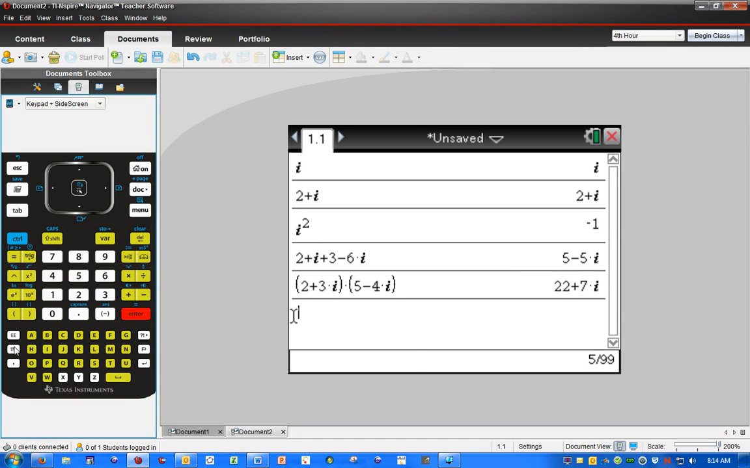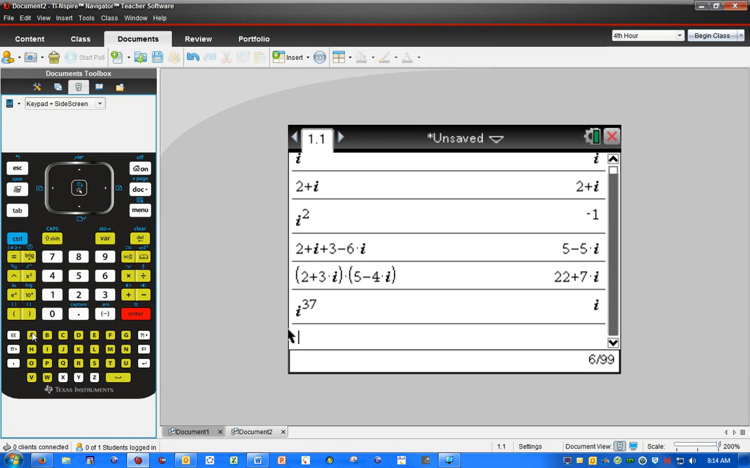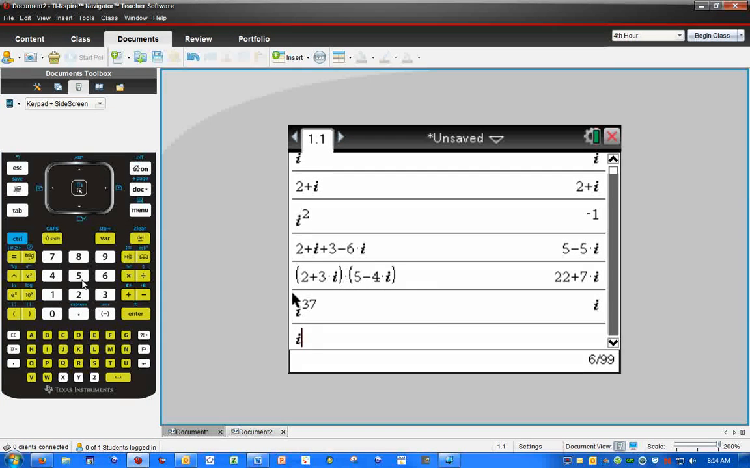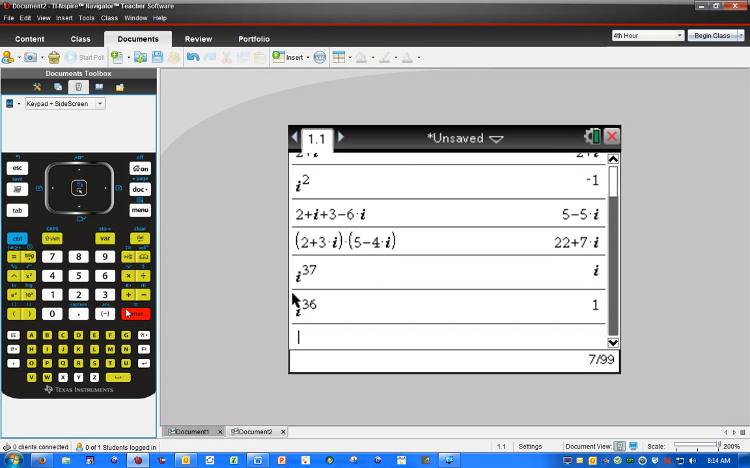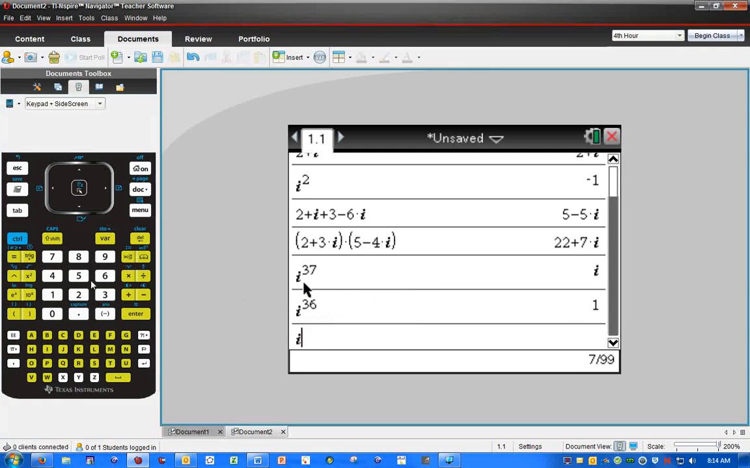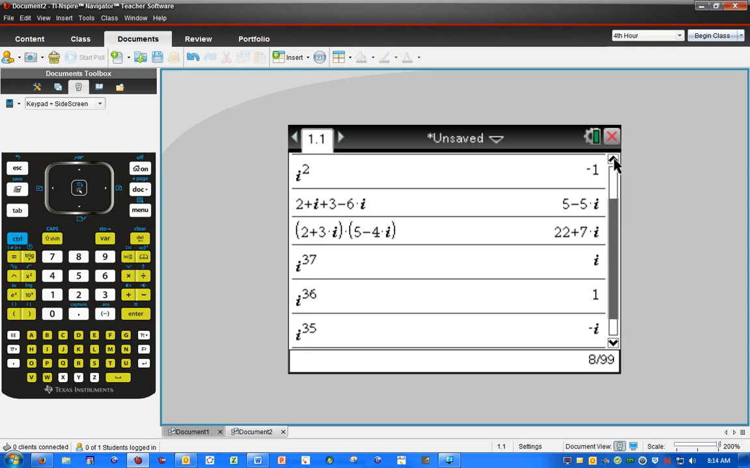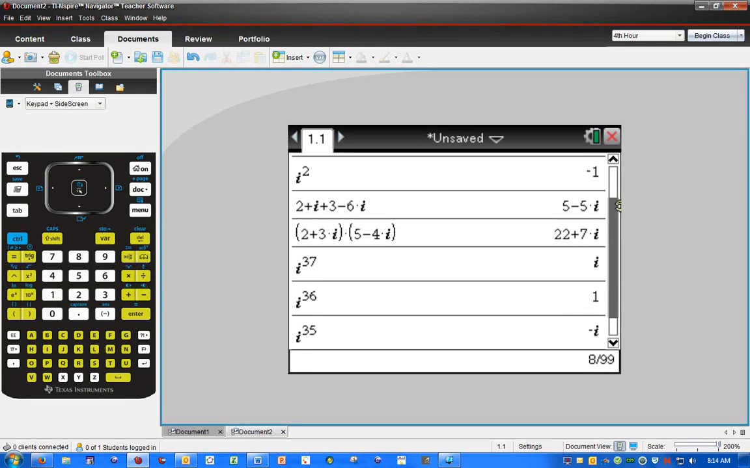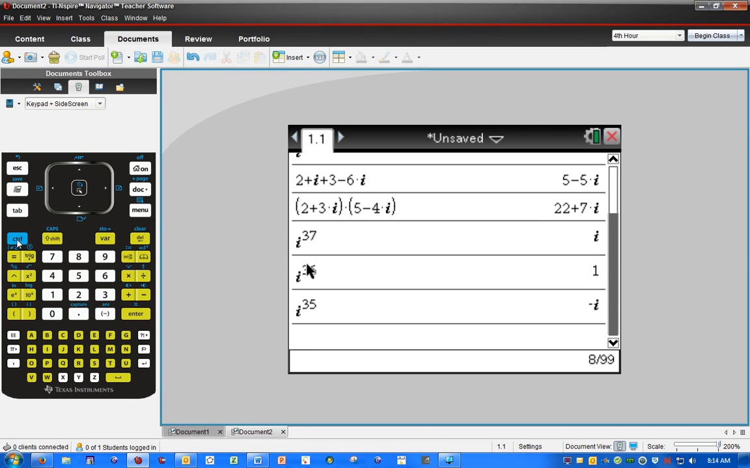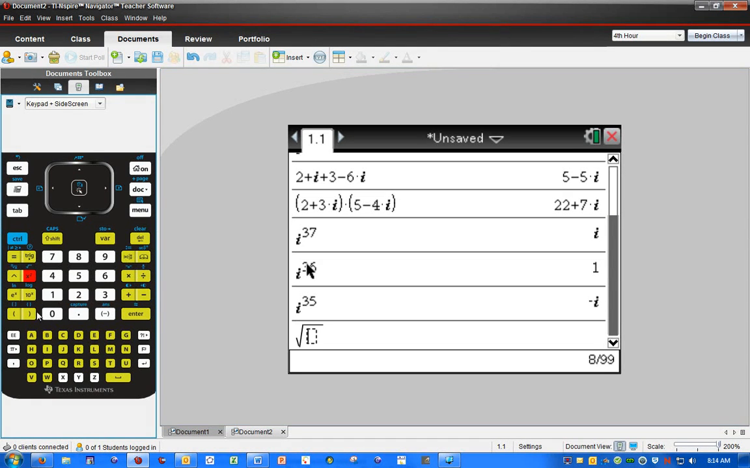You want i to the 37th power, i raised to the 37th power, it'll be i. If you want i to the 36th power, i to the 36th power is 1. So you can do everything. i to the 35th power is -i. So with your Nspire, you can do every operation with i that you could possibly think of. You can multiply them, you can add them, you can do whatever you need to do.